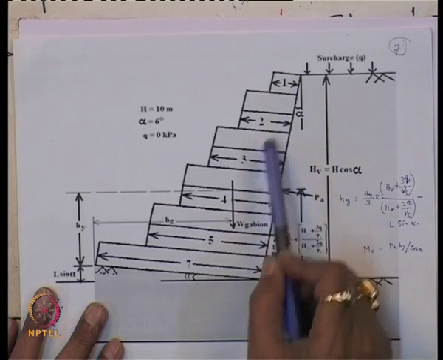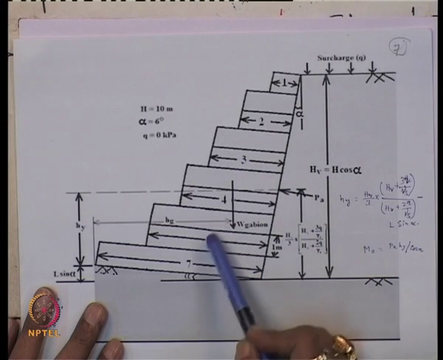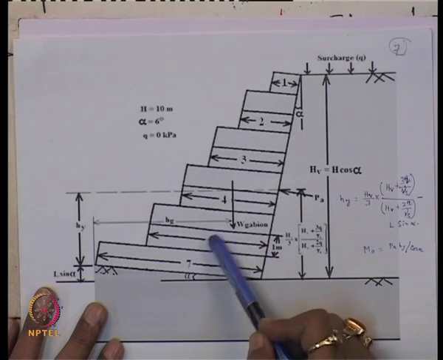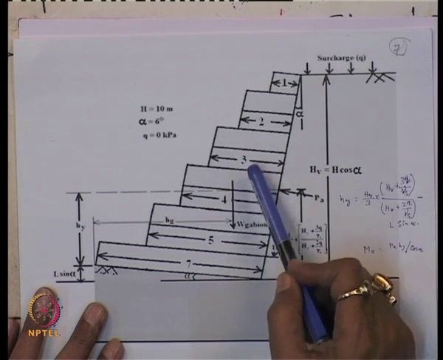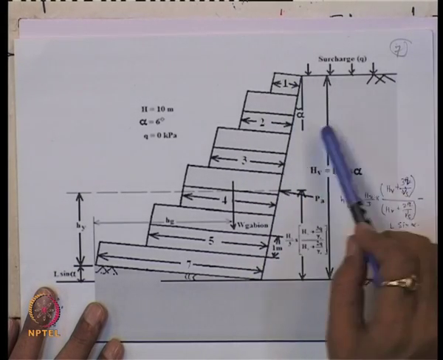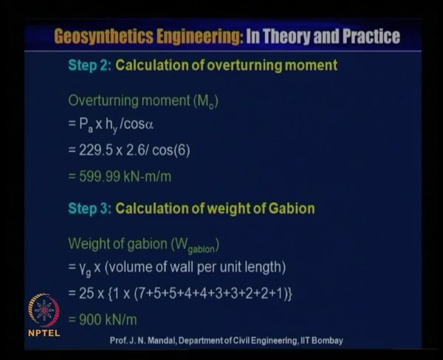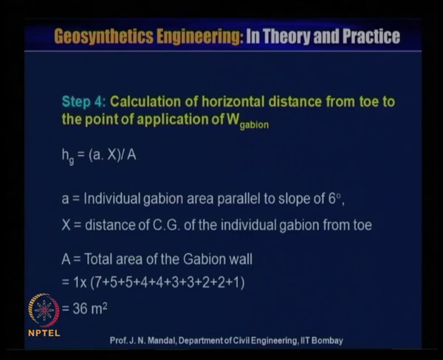So, that means gamma G is 25 into 1 with 1 into this is 7 plus 5 plus 5 plus 4 plus 4 plus 3 plus 3 plus 2 plus 2 plus 1. Which will give you the weight of the gabion, that is about 900 kilonewton meter. So, you can calculate that weight of the gabion.